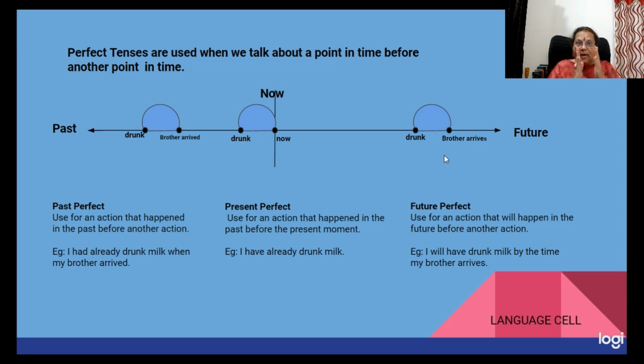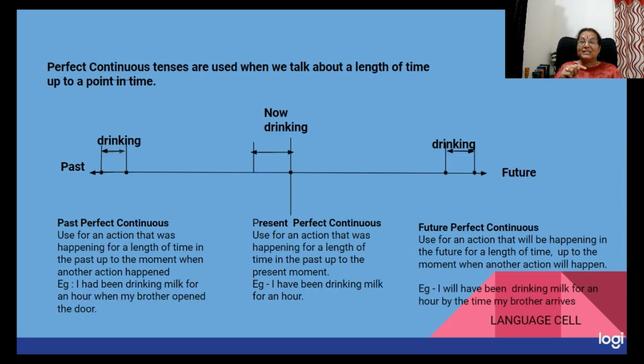So this is how we use the perfect tense. When there are two actions, to denote which is the first action, we need the perfect tense. Simple present for one point. Continuous tense for a length of time. Perfect for two actions to indicate which is the first. Right, now we go to the next one, the perfect continuous tense. Perfect continuous tenses are used when we talk about a length of time up to a point in time. From one point to the other point.